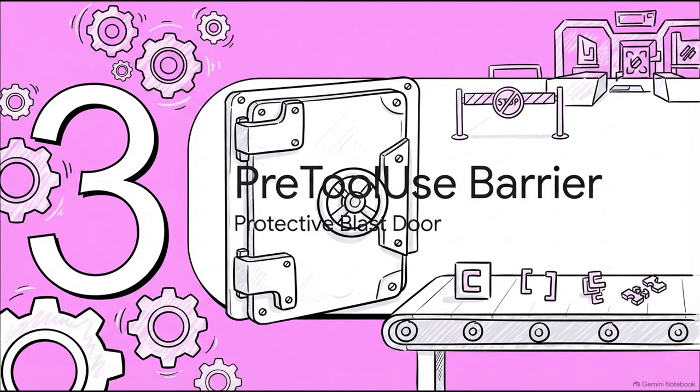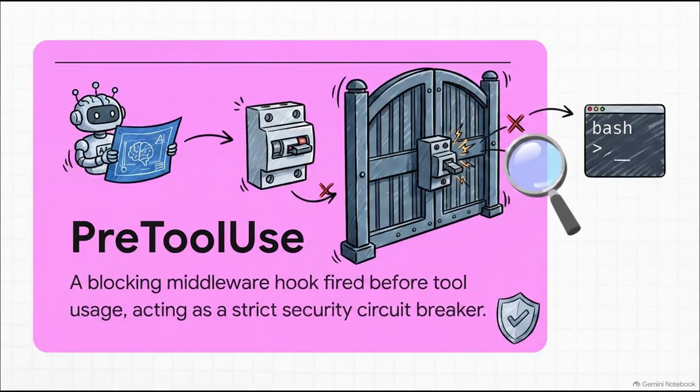Section 3, Checkpoint 2, Pre-tool Use Barrier, the Protective Blast Door. We're continuing our momentum down the conveyor belt to our next physical intervention. So once the blueprint is approved by that first scanner, the agent formulates a plan and prepares to invoke a tool, like, say, running a bash script. But actually, right before that tool is invoked, it hits the pre-tool use hook.